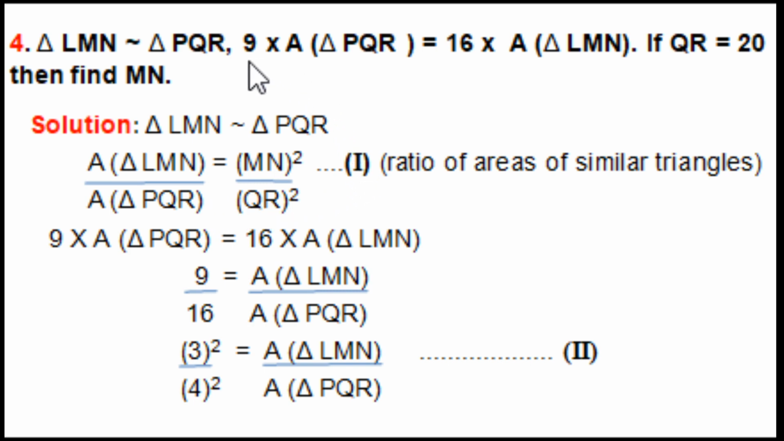Then what is given to us? 9 into area of triangle PQR is equal to 16 into area of triangle LMN. Then by interchanging the areas and digits, we get 9 upon 16 is equal to area of triangle LMN upon area of triangle PQR. Then 9 is the square of 3, 16 is the square of 4. This is point number 2. Now look at point number 1 and point number 2. The left hand side is equal to this right hand side, so the right hand side of point number 1 is equal to the left hand side of point number 2.